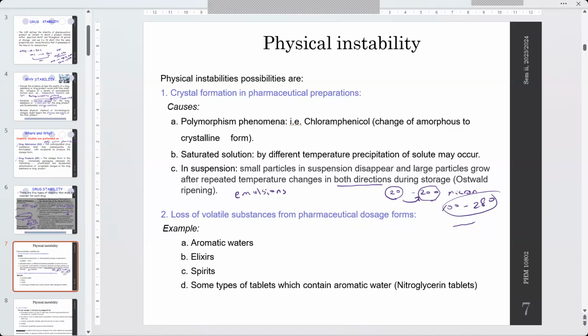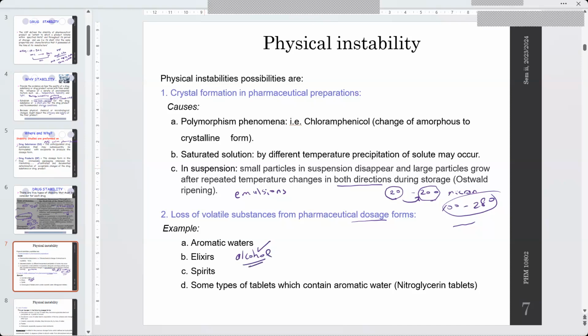Another type of physical stability is the loss of volatile substances from pharmaceutical dosage forms, and these are examples of pharmaceutical dosage forms that contain volatile substances. Aromatic waters contain aromatic substances that are by nature volatile. They are dissolved in water, so they may evaporate. Elixirs contain a mixture of water and alcohol. So this alcohol may evaporate.